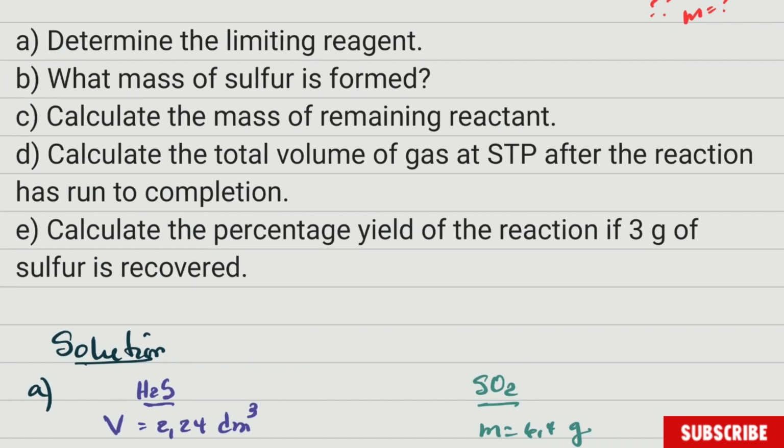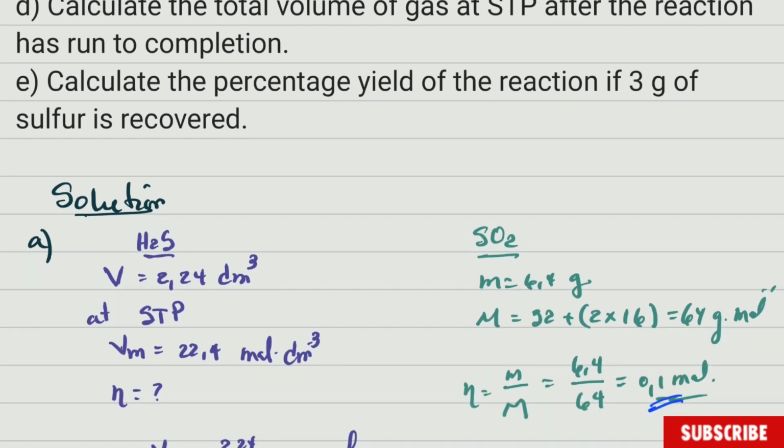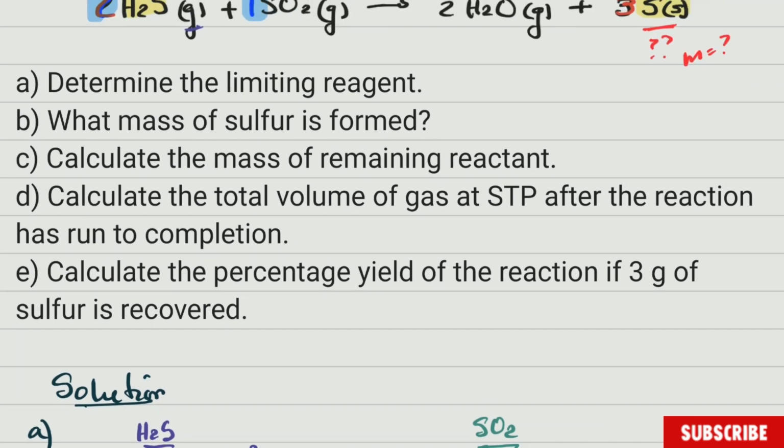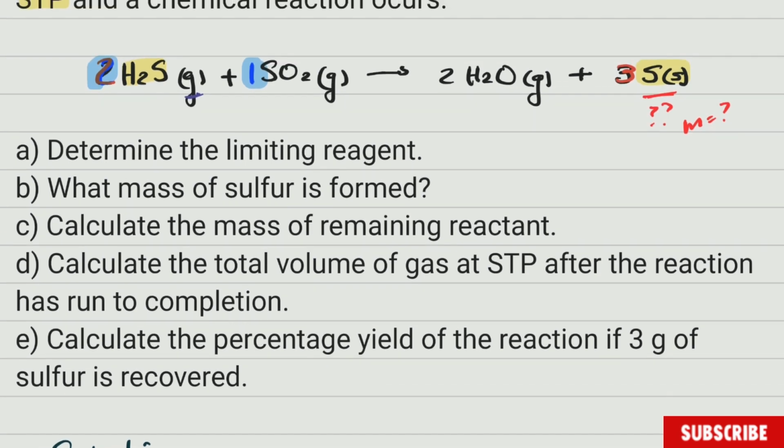Question C, calculate the mass of remaining reactant. Remember I told you we're going to come back to this work here. That is what we are going to do. So we want to know how much sulfur is left, not there, but how much excess reactant is left. So in other words, remember the SO2 was in excess. SO2 is in excess. So we want to know how much SO2 is left over.